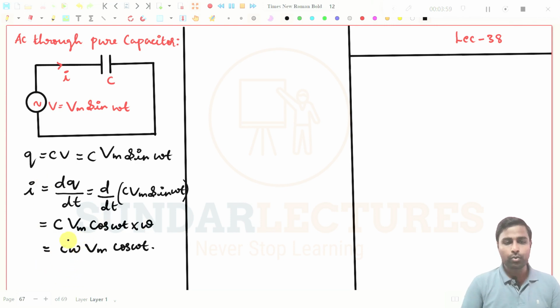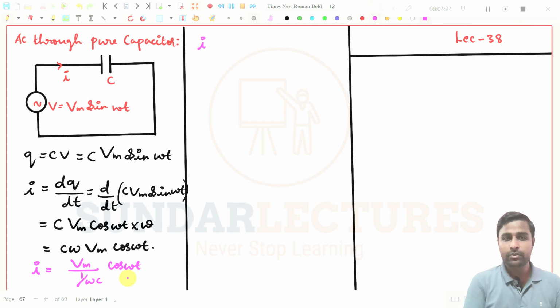What I am going to do is take the C omega to the denominator side, so I will write this expression like this: I is equal to Vm divided by 1 by omega C, into cos of omega t. Also we can write this as I is equal to Vm divided by Xc, cos of omega t. And what is now Xc?